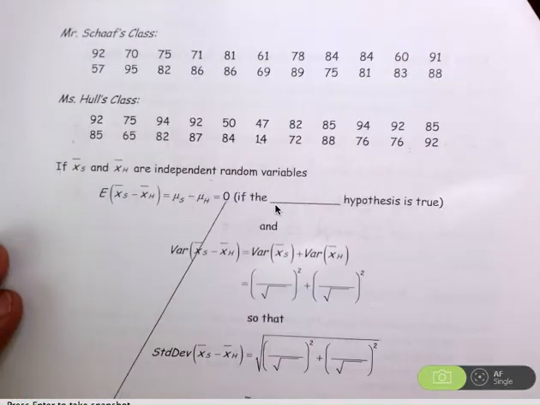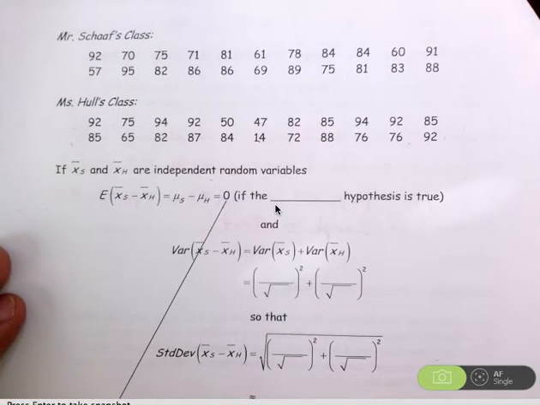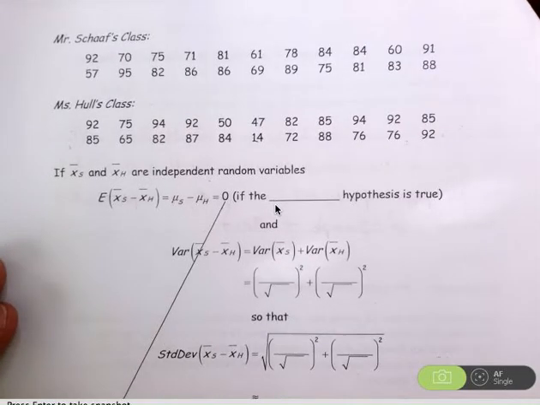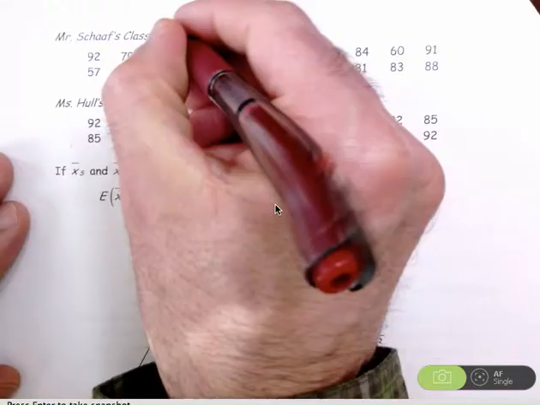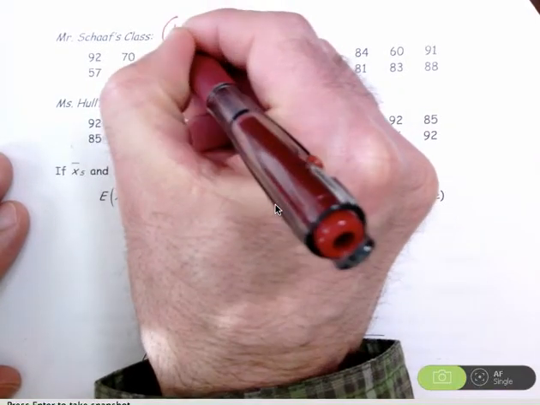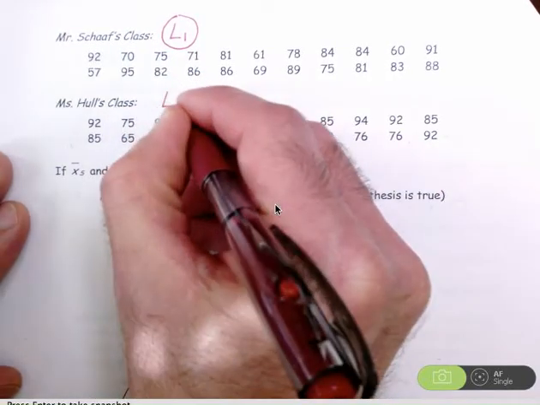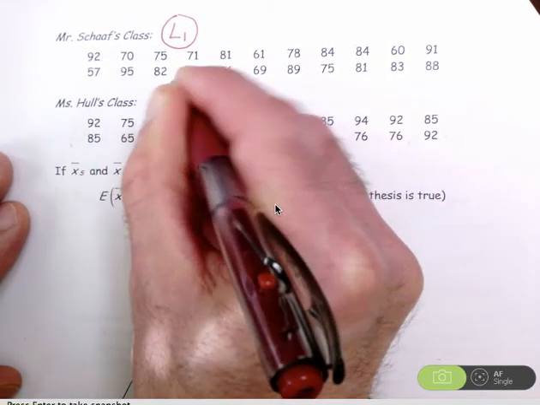So here, take a look. At the top of the second page then, here are the actual data from my class and from Ms. Hull's class. If you haven't taken the time to do this already, take a moment and enter these data into list 1. So put Mr. Schaaf's class into list 1. Put Ms. Hull's class then into list 2. Pause the video and do that.